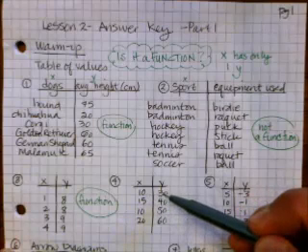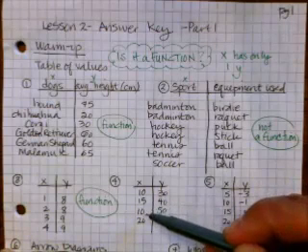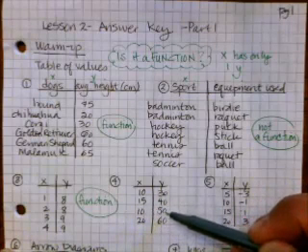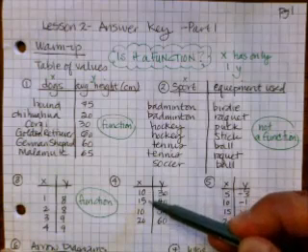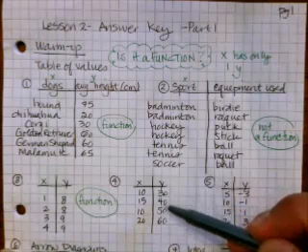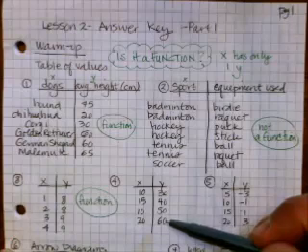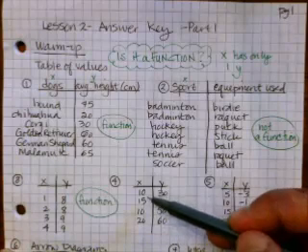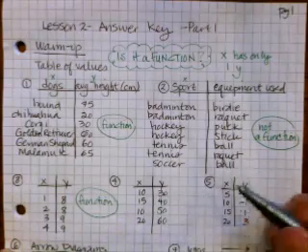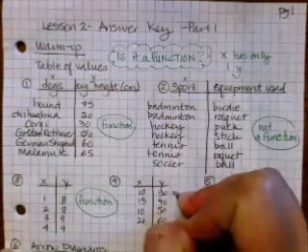10 is associated with a 30, but 10 is also associated with a 50. So this X has two different Y's it's associated with. That means that this one is not a function.